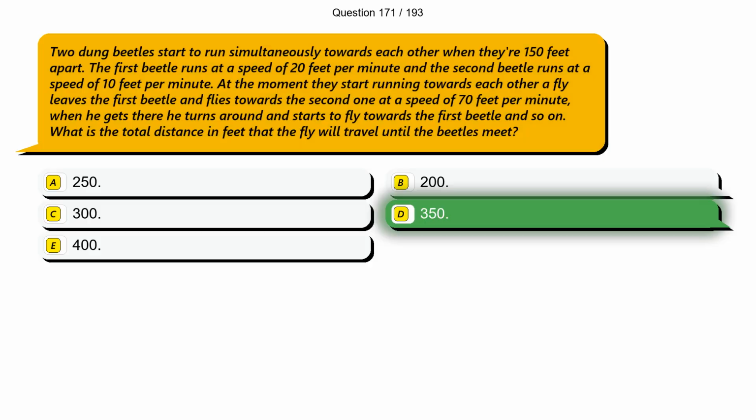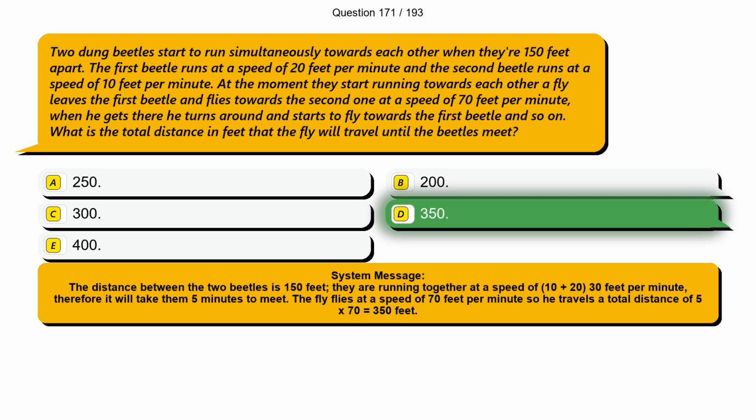The correct answer is option D, 350. The distance between the two beetles is 150 feet. They are running together at a speed of 10 plus 20, 30 feet per minute, therefore it will take them 5 minutes to meet. The fly flies at a speed of 70 feet per minute, so he travels a total distance of 5 x 70 equals 350 feet.